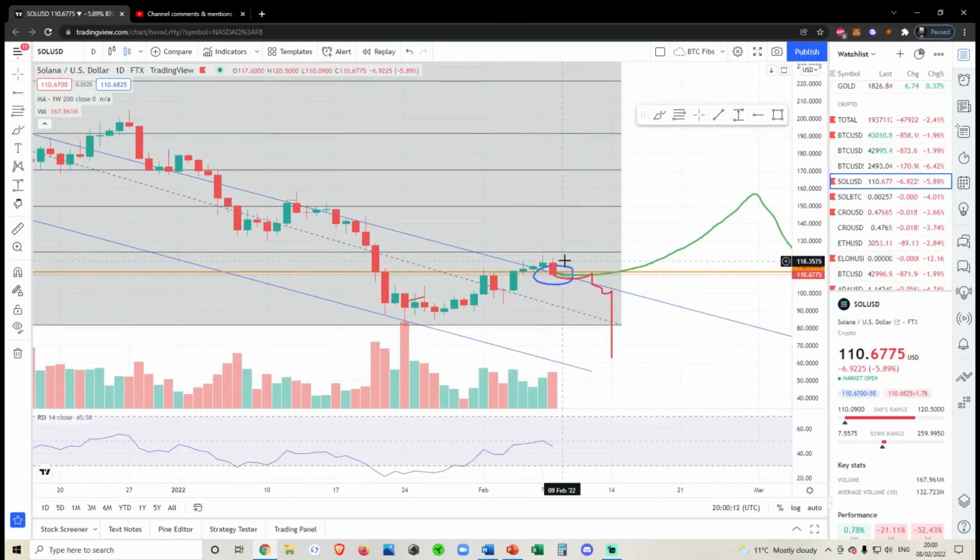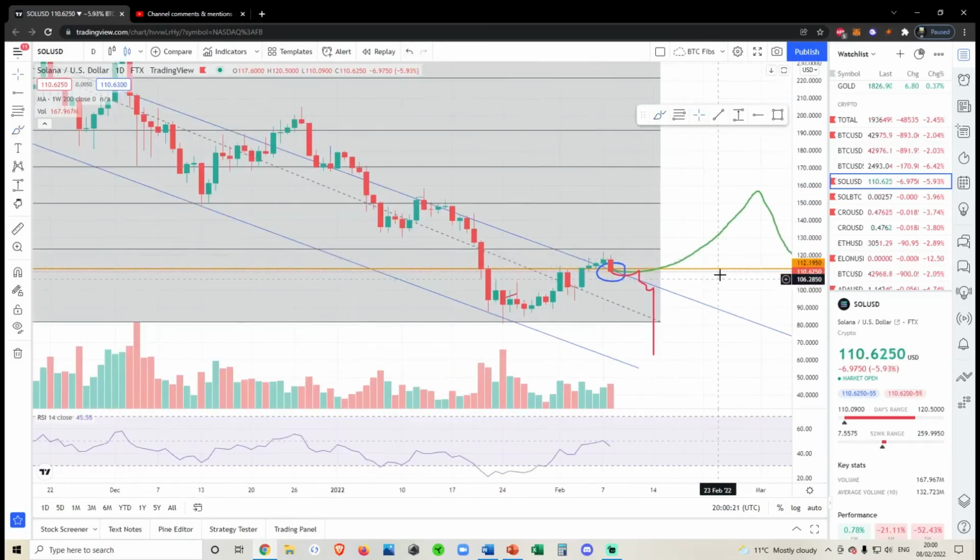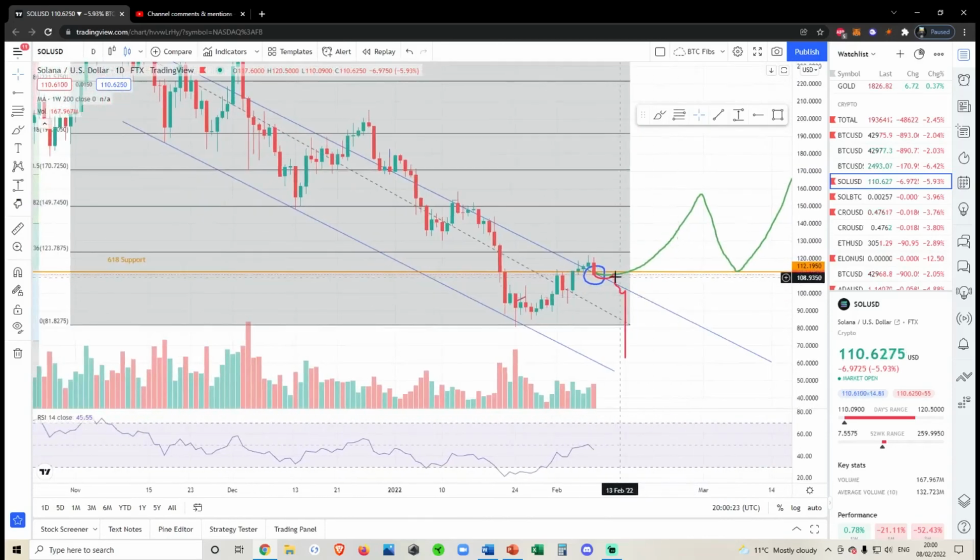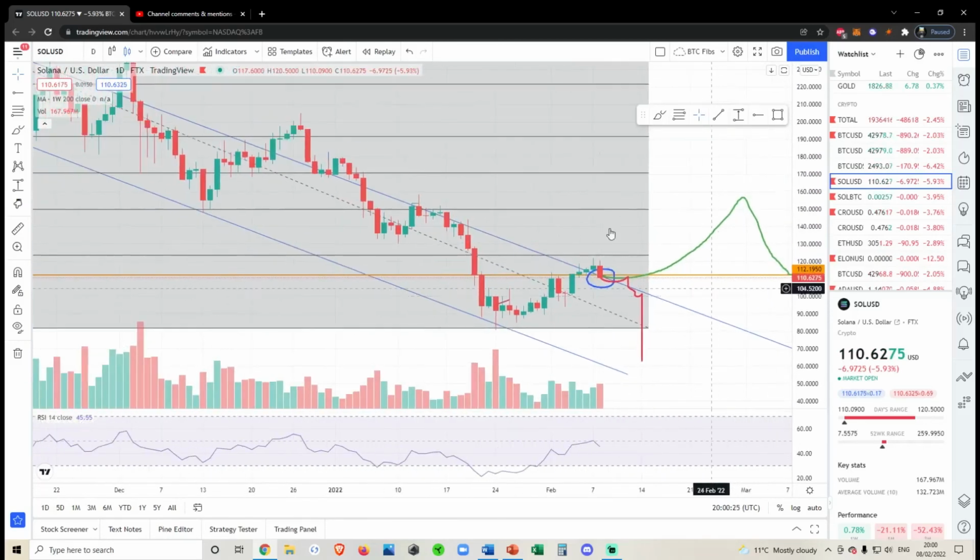Until we get above this 618, solidly bounce on it and then have a strong push up, I'm not 100% convinced that the downtrend for Solana is over. But we really need to see what happens in this area. So I'll give you an update once we've made a decision for Solana.